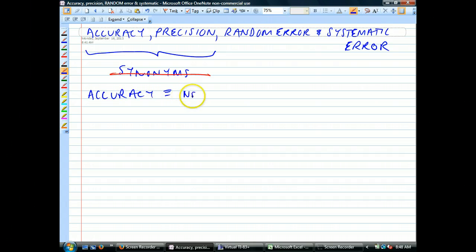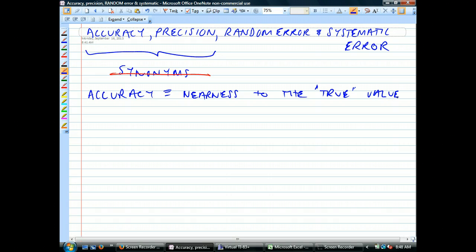Accuracy is defined as nearness to the true value of a measurement. So for example, if we're measuring the length of some kind of beetle, to say that it's accurate is to assume that there is some true length of that beetle, and to say that we're making an accurate measurement is to say that our measurement is very close, or near, that true value.